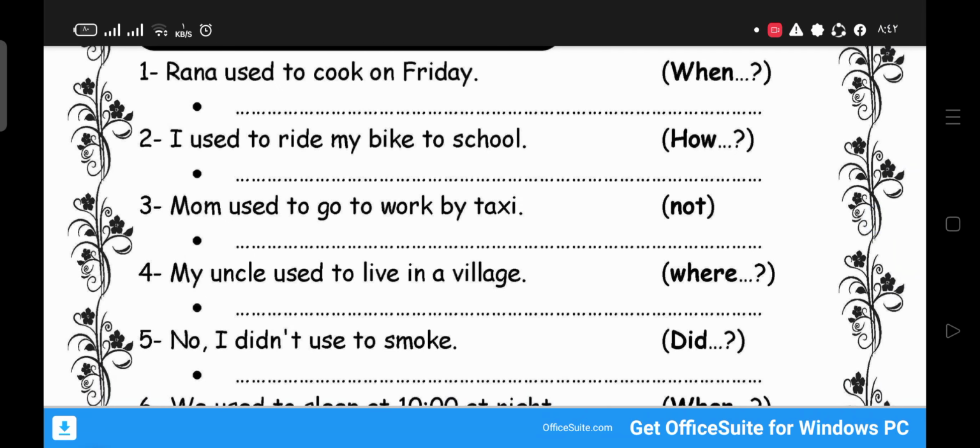Here, rewrite. Number one, Rana used to cook on Friday. Ask with when. We start with the question word when, and after it we put the auxiliary verb. When did Rana use to cook? Number three, Mom used to go to work by taxi. Not means to make negative. Mom didn't use to go to work by taxi.